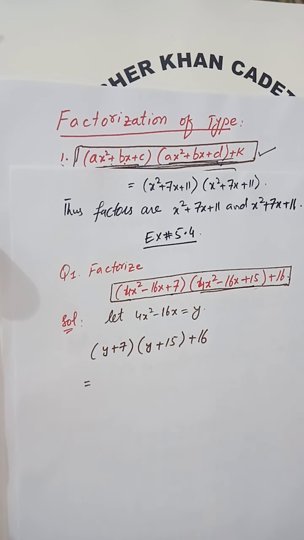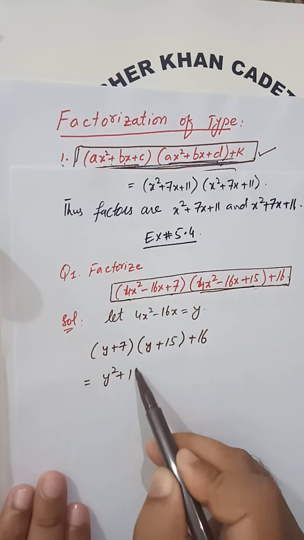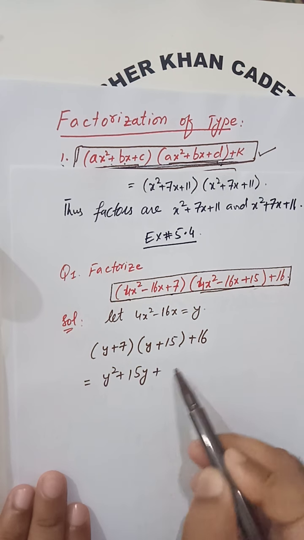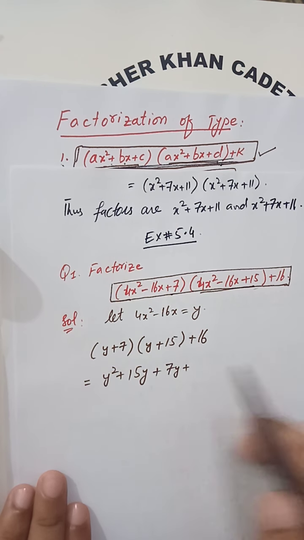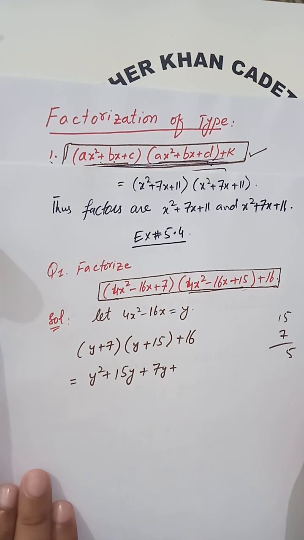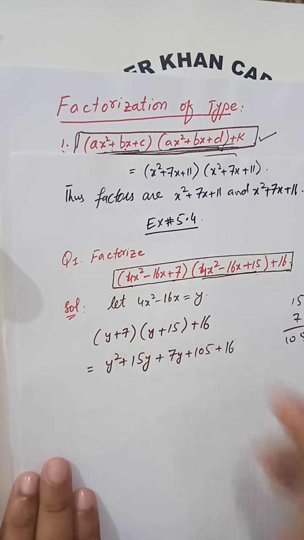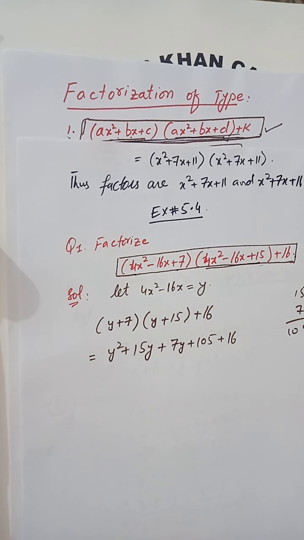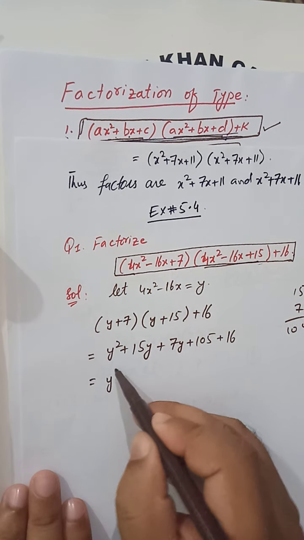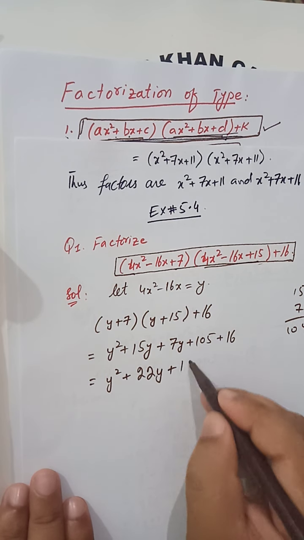So you will get a quadratic algebraic expression in variable y. This way I am doing horizontal multiplication. So y square plus 15y plus 7y, plus when you multiply 15 with 7, you will get 105 plus 16. So you see that y square plus 22y, and this is 121.